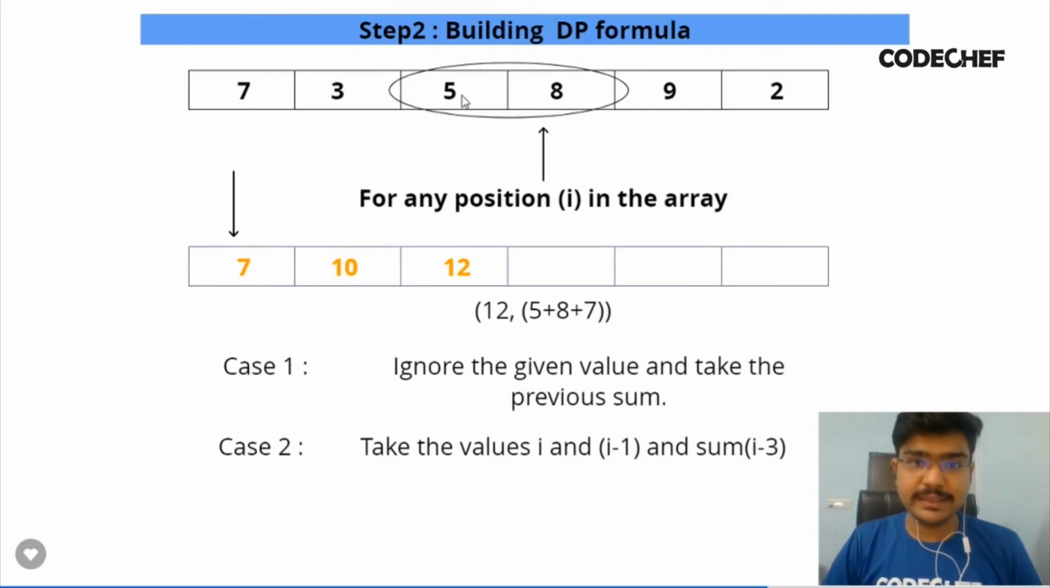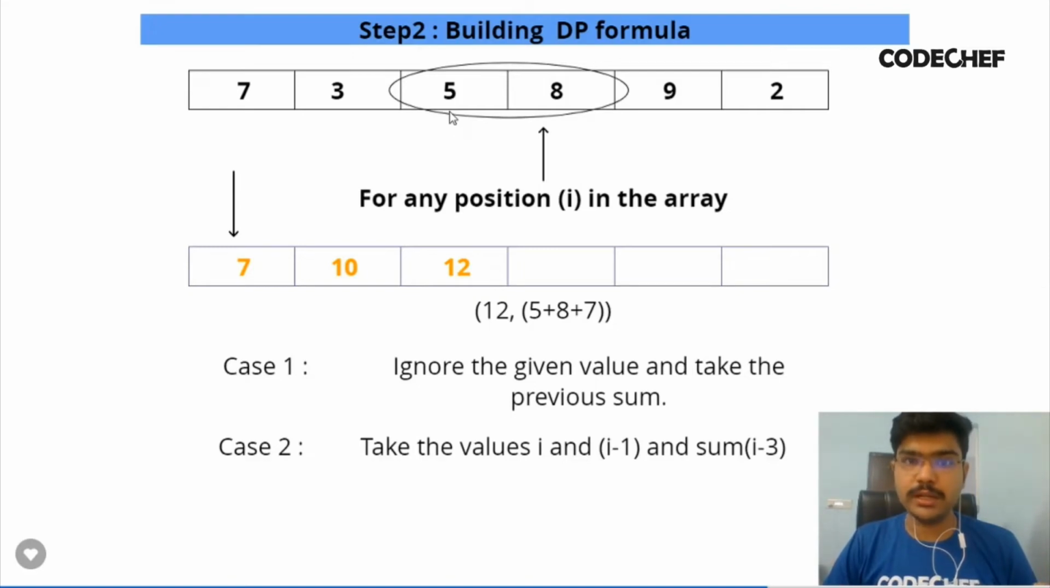So if we are taking this element, then we cannot add this element plus DP of i minus 1. Why? Because DP of i minus 1, we know that it will store the optimal answer till the position i minus 1. So it may include position i minus 2, right? So if it includes position i minus 2, then it can form consecutiveness of these three elements. But that we don't want in this solution. We don't want the consecutiveness of three elements, right? So we cannot just add this array of i plus DP of i minus 1 as one of the cases.